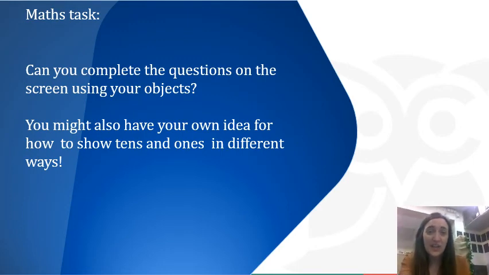So boys and girls, I'd like you to look back at those questions on the screen and have a go at showing and explaining those numbers using tens and ones. For example, we would say 23 is 2 tens, 2 groups of 10, 10, 20, and 3 more ones, 21, 22, 23. You're going to use your objects, and I'd love to hear you explaining them, thinking about tens and ones. Can't wait to see your work.